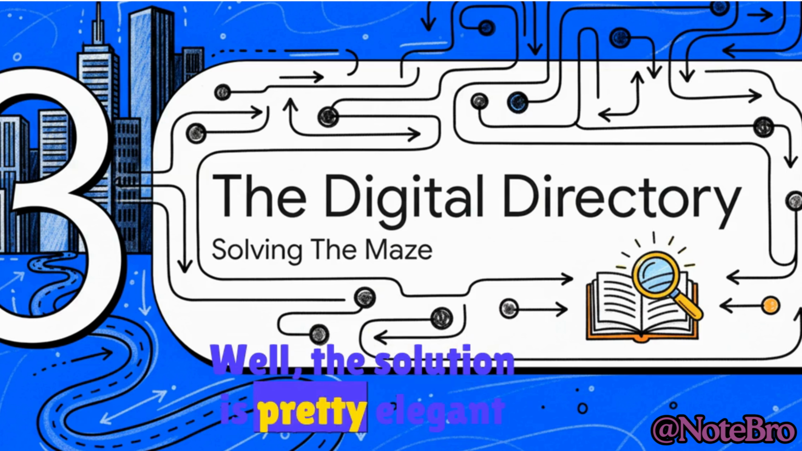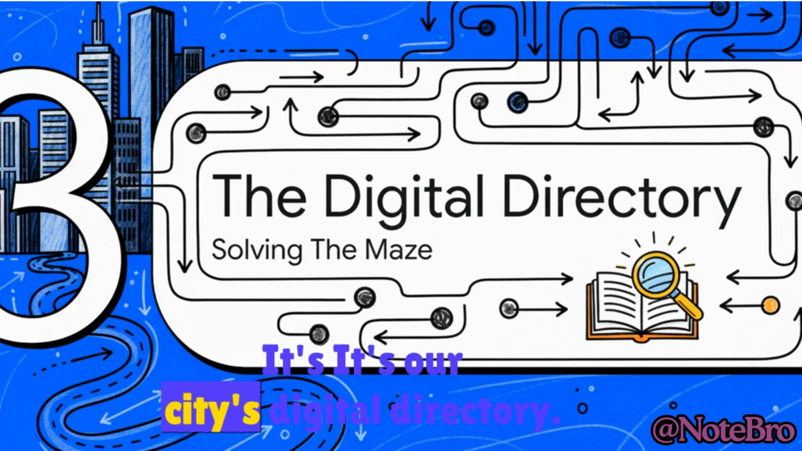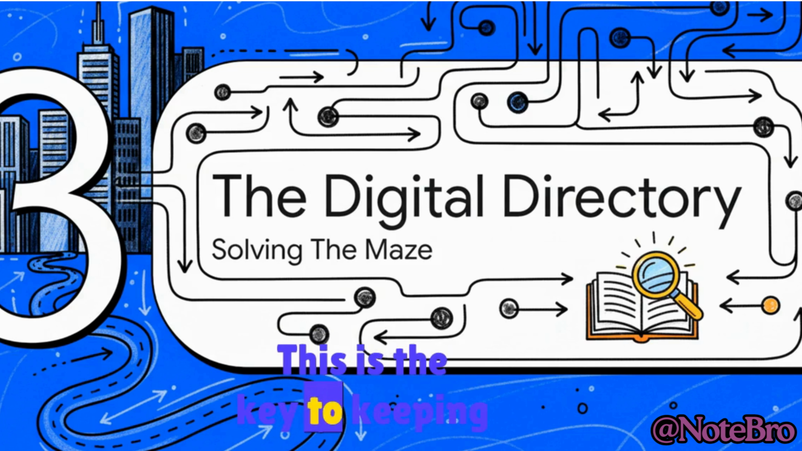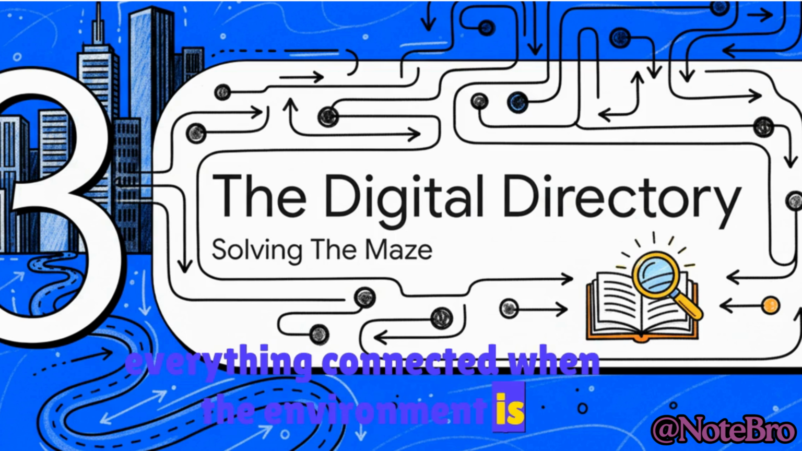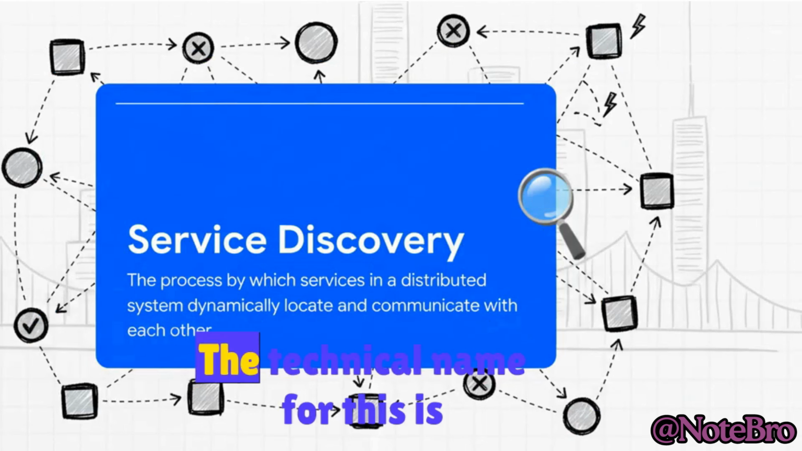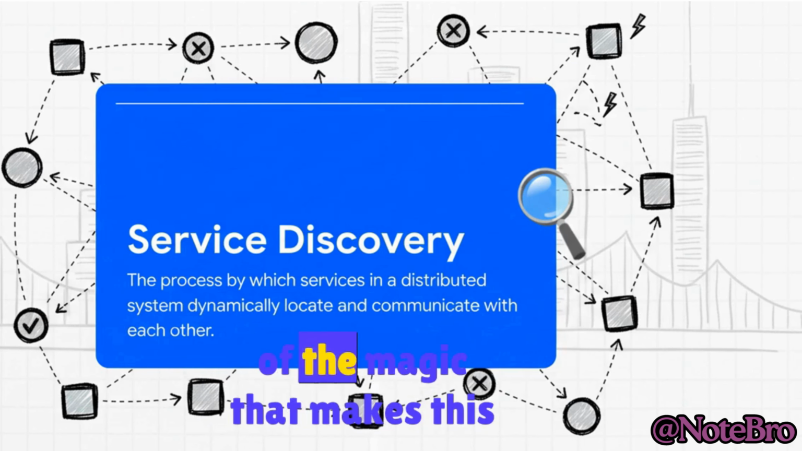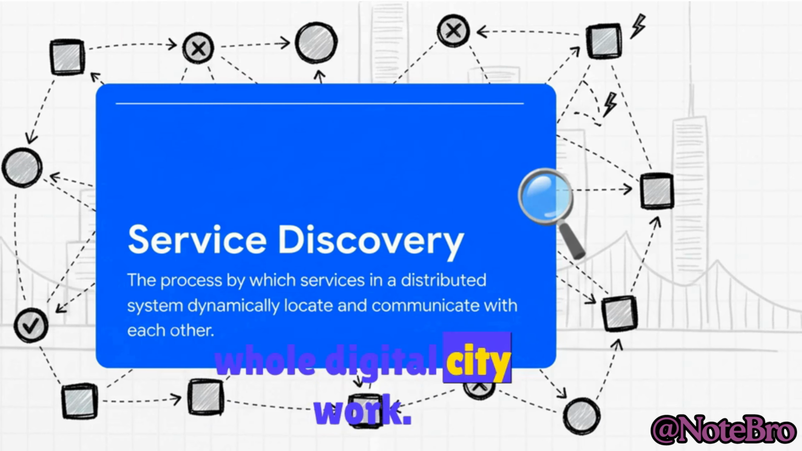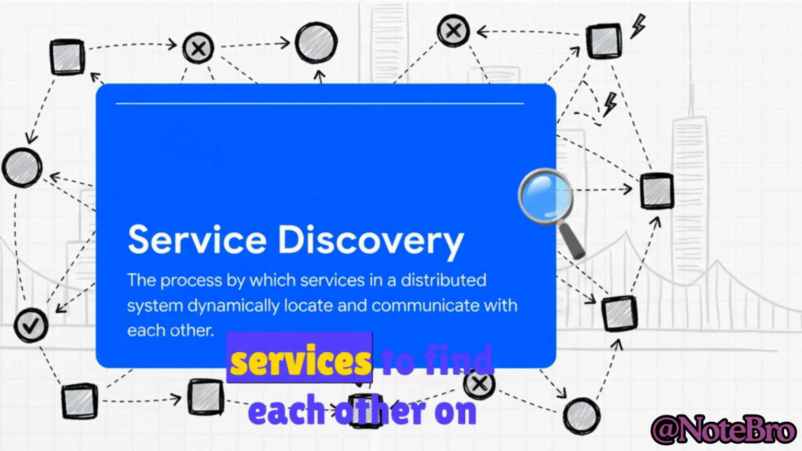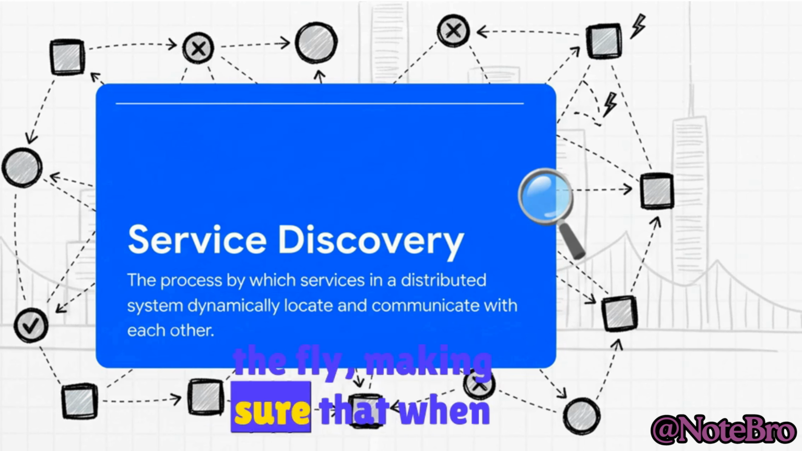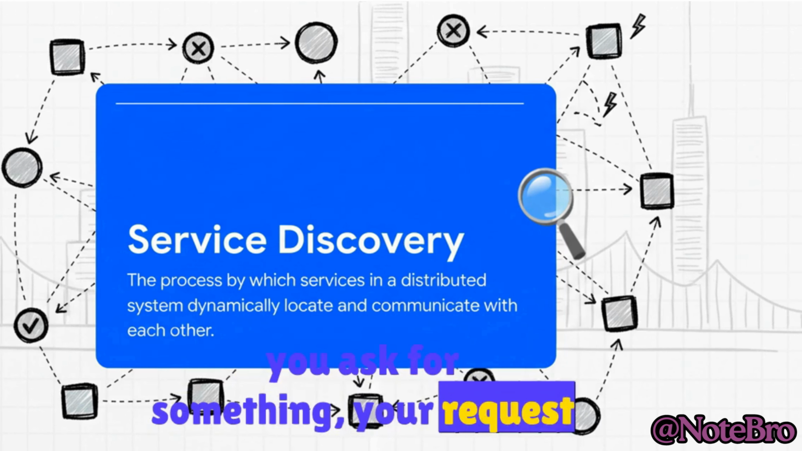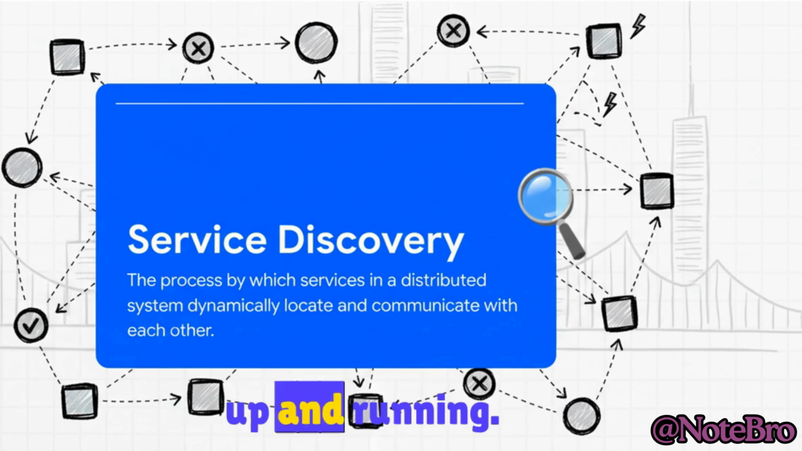Well, the solution is pretty elegant, actually. It's our city's digital directory. This is the key to keeping everything connected when the environment is always changing. The technical name for this is Service Discovery, and honestly, it's kind of the magic that makes this whole digital city work. It's what allows all these little services to find each other on the fly, making sure that when you ask for something, your request goes to a service that's actually up and running.